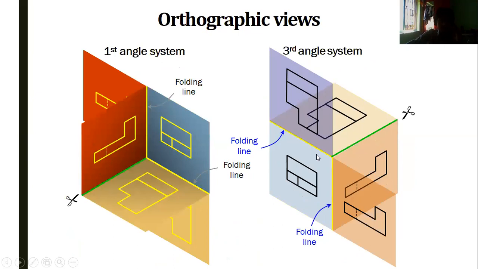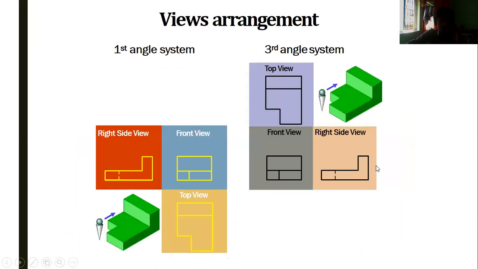Next, here I just omit the object. Now every view is clearly seen. Again, if we expand the views, this is clearly observed, and we have to draw this kind of drawing in our real drawing sheet. And this is the right side view. Because in the first angle projection, the right side view is always on the left side of your drawing.